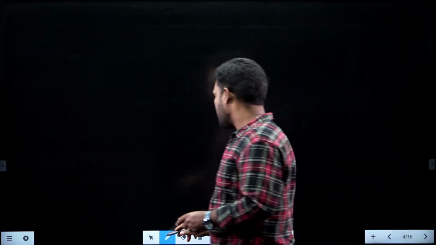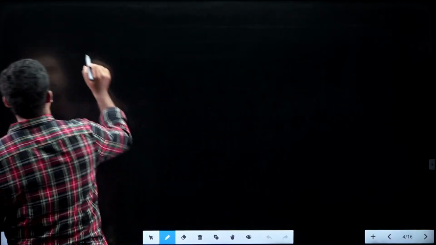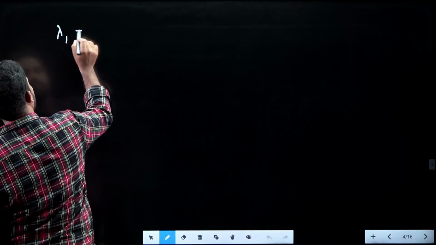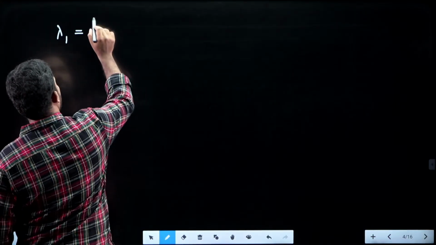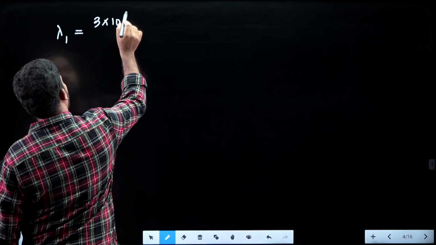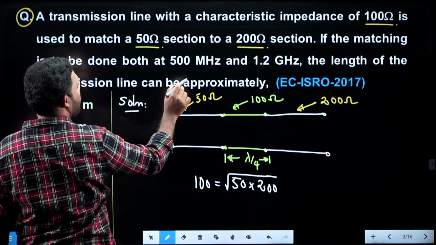Let me turn the page here. I will call that lambda 1. So lambda 1 is equal to c by f, that is 3 into 10 to the power of 8 divided by 500 mega.